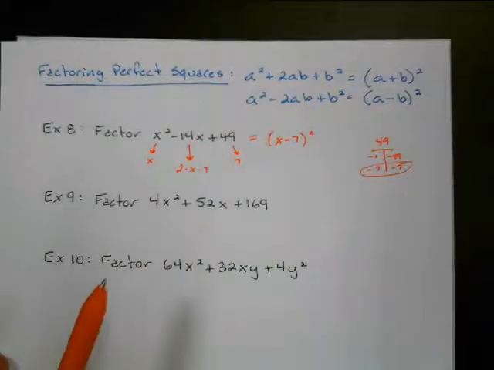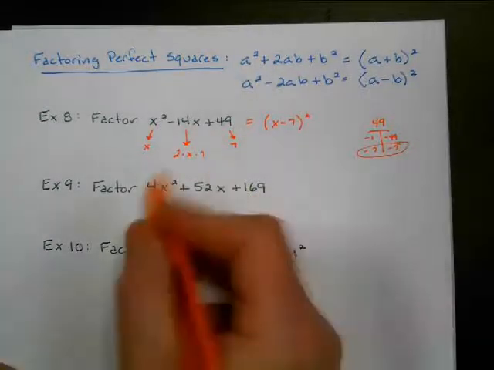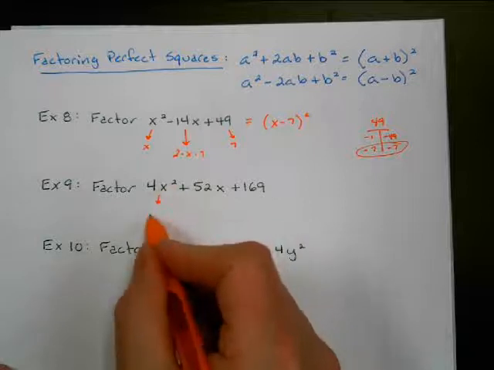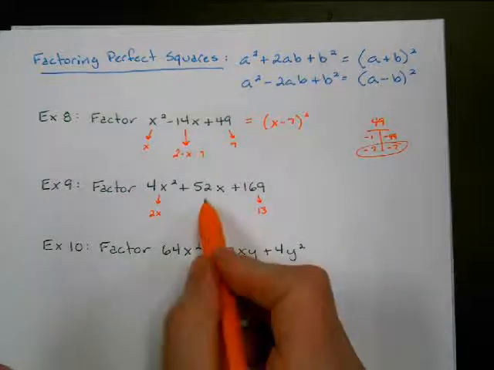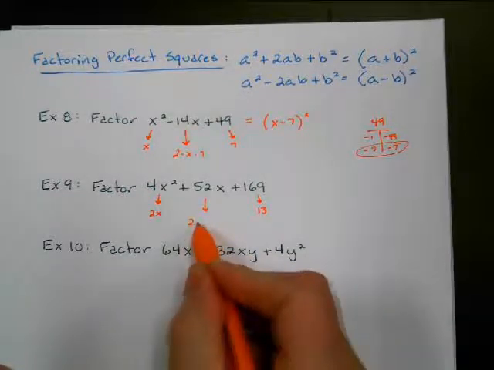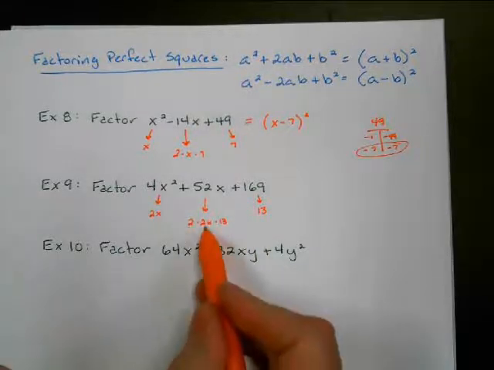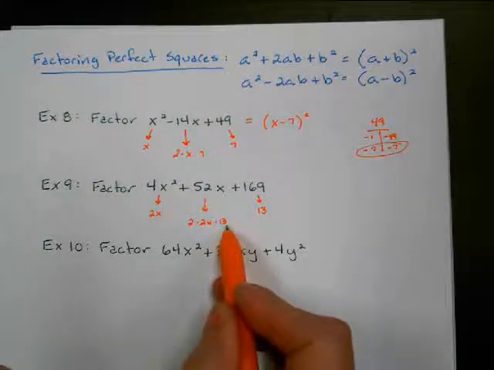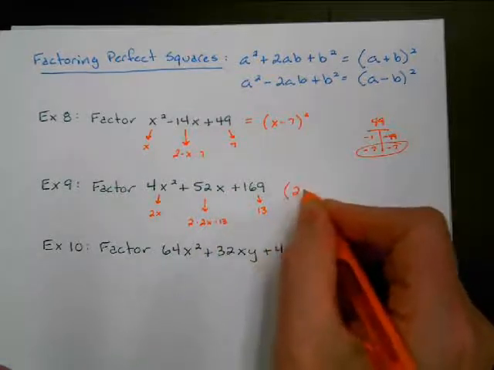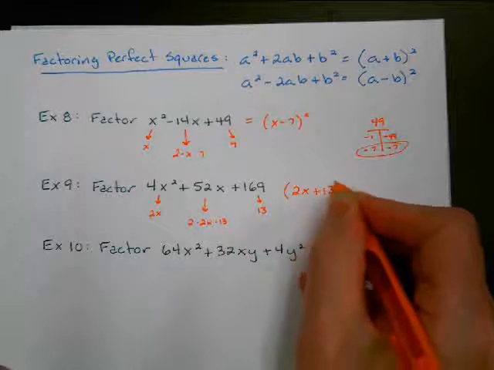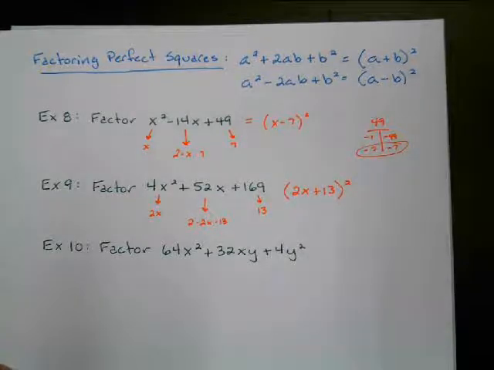The next one, is this a perfect, well, look for GCFs first, and we don't have it, thank goodness. But let's see if this is a perfect square. Yep, that's 2x. Is this a perfect square? Yes, that's 13. Now we have to ask ourselves, is this one 2 times 2x times 13? So 2 times 2x is 4x. And 4x times 13, yep, that's 52x. So what do we get to write? We can just say, oh, I know the answer. It's 2x plus 13 squared. It's this one plus this one squared. Because the middle term is 2 times this times this.